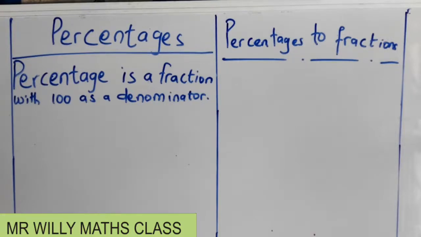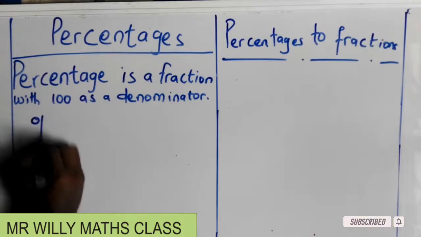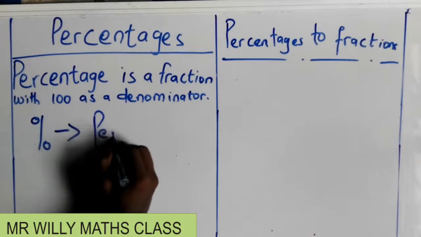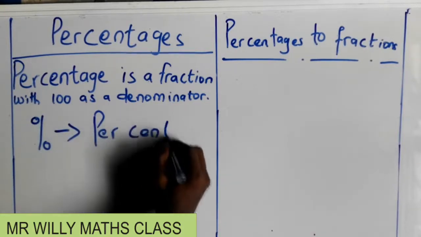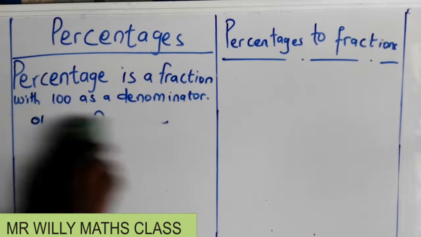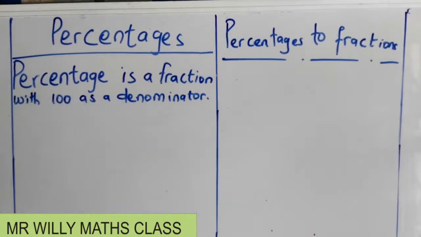What's a percentage? A percentage is a fraction with 100 as a denominator. And apart from that, a percentage has a special symbol that looks like this. And this is known as what? It's known as percent. So a percentage is a fraction with 100 as a denominator.